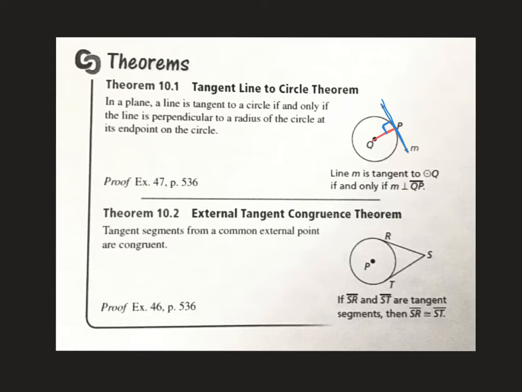And then the second theorem, the external tangent congruence theorem, says tangent segments from a common external point are congruent. So we have a tangent here with a point of tangency at T, and we have a tangent here with a point of tangency at R. Since they intersect at this point S outside the circle, they're going to be congruent to each other. So if RS was 10, then TS would be 10. So they just have to have the same exact length.